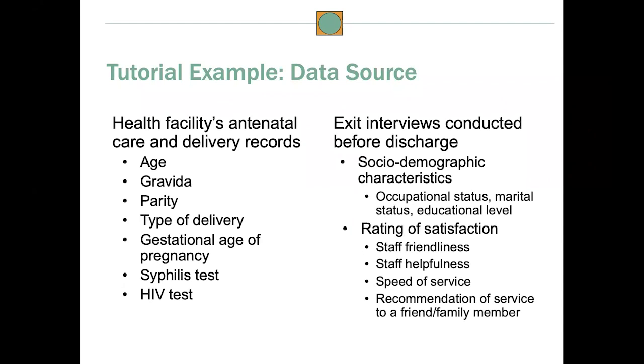To rate satisfaction, women were asked to rank on a 4-point Likert scale the level of satisfaction with the staff's friendliness, helpfulness, and the speed of service. They also asked whether or not they would recommend the service to a family member or friend. These ratings were summed to create an index such that a higher value indicated more satisfaction, and then a binary variable was created using the median split approach.